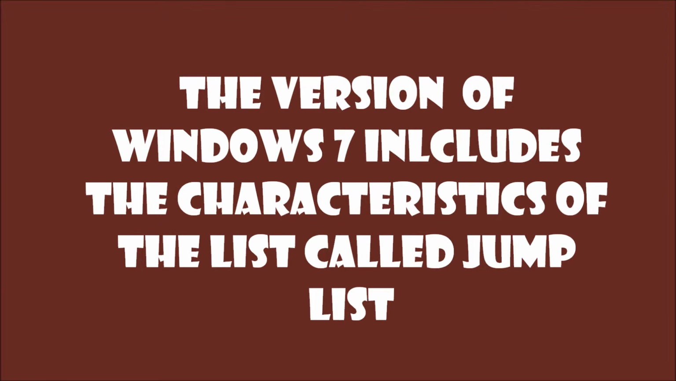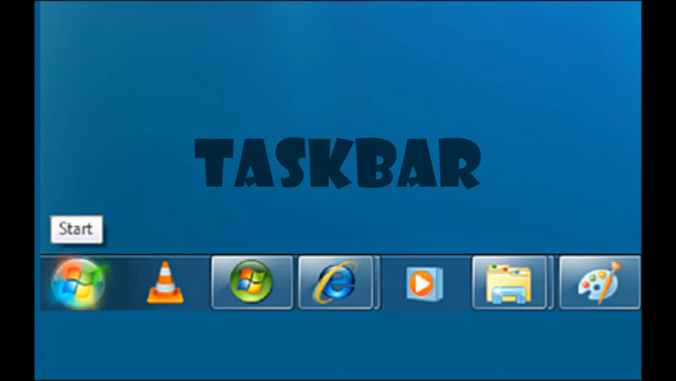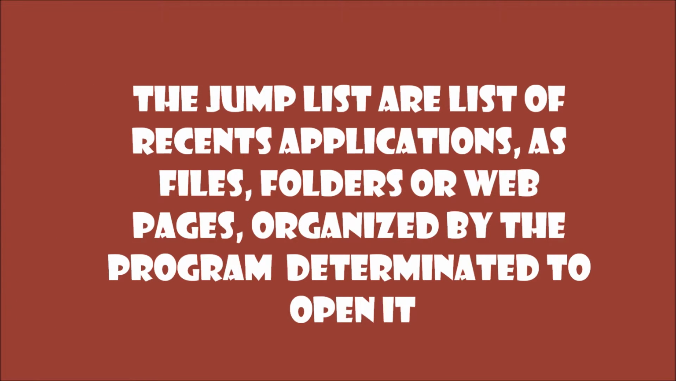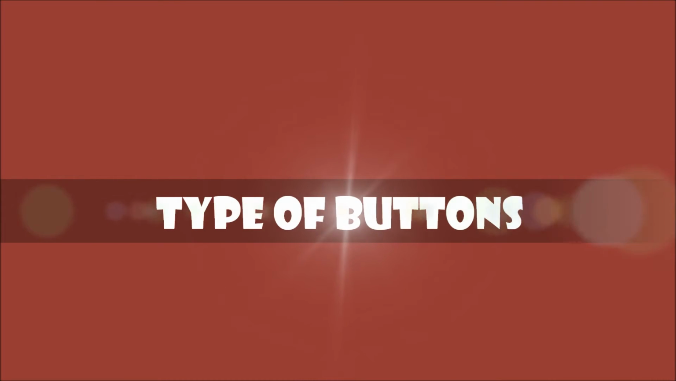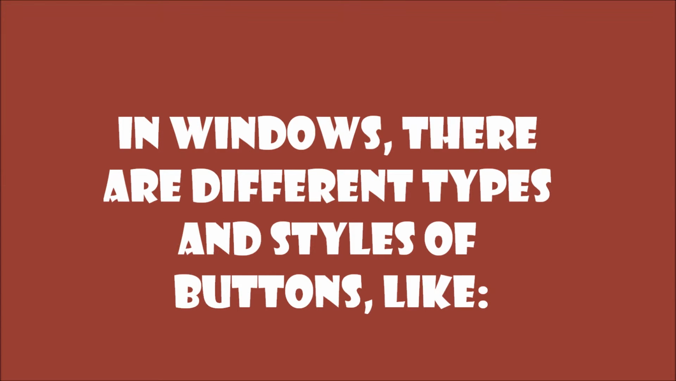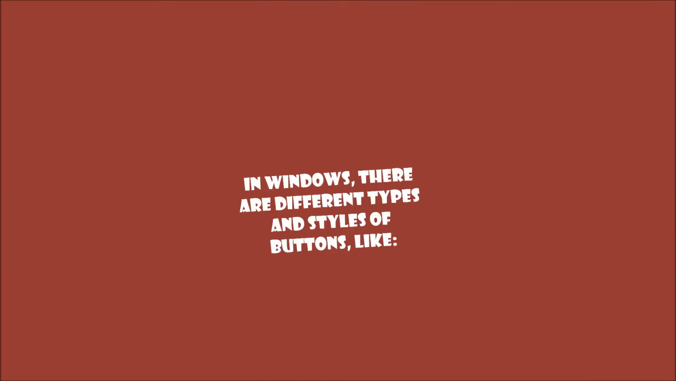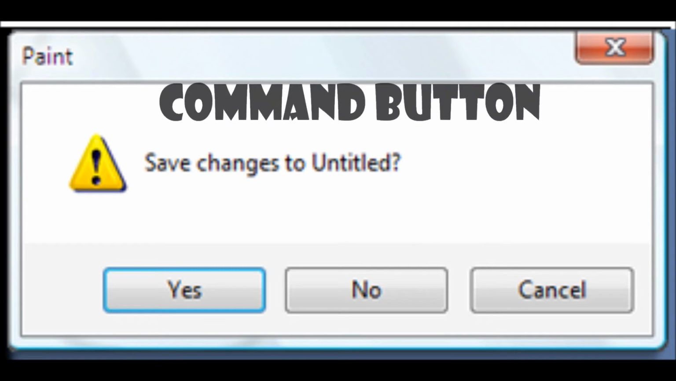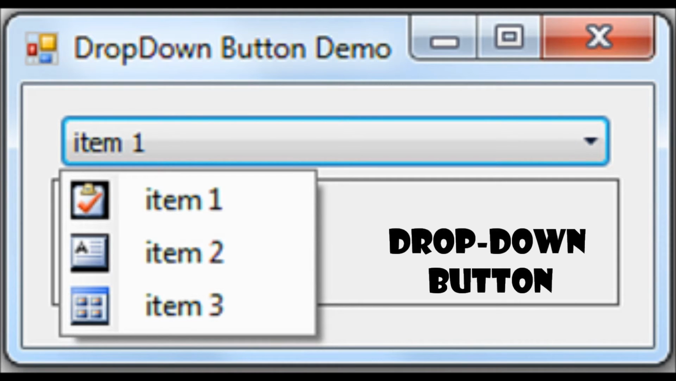Job list. The version of Windows 7 includes the feature called Job list for the start menu and the taskbar. The job lists are lists of recent applications, files, folders, or web pages, organized by the program determined to open them. Type of buttons. In Windows, there are different types and styles of button, like checkbox, option button, command button, text box, drop-down button, expanding button, and split button.